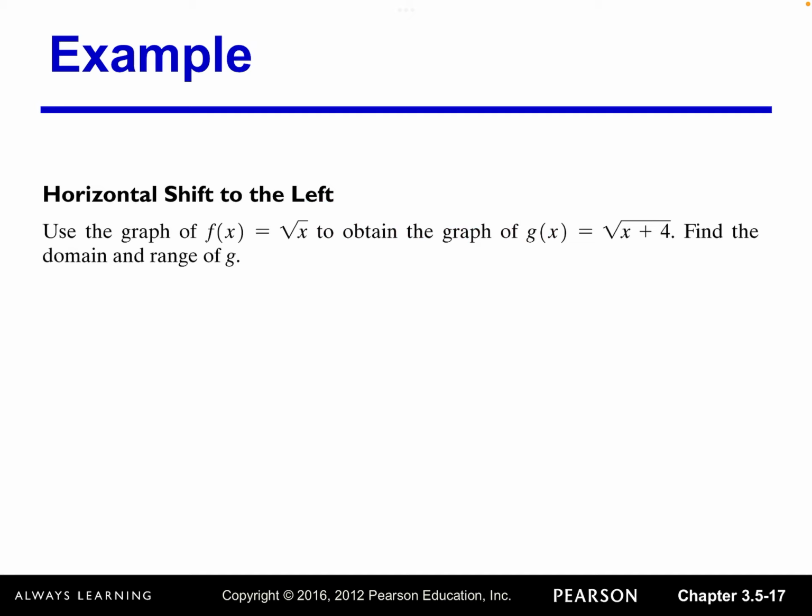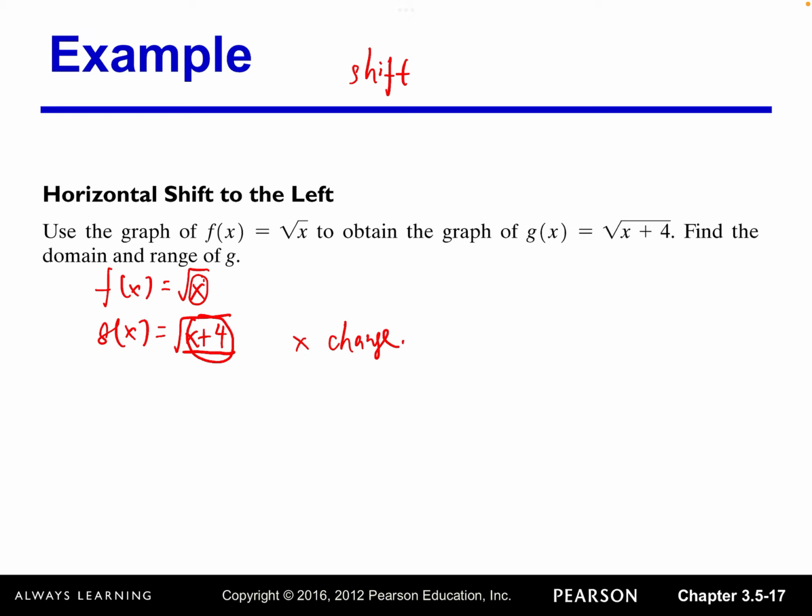All right, let's look at another one. f of x equals square root of x, g of x equals square root of x plus 4. First, the plus or minus operation, that's a shift, right? The transformation technique: first we determine it is a shift, and then determine the direction. Is it a vertical shift or a horizontal shift? So we have to see whether x changes or y changes. Under the root, obviously it's x that changes. If it's outside of the root, that will be the y change. So this is an x change, so it's a horizontal shift.